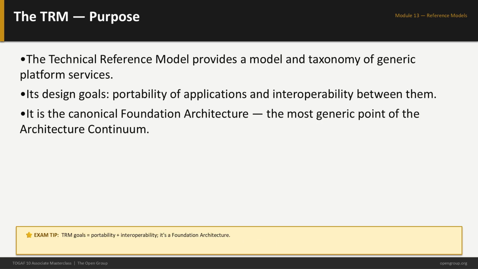Let's start with the TRM. The Technical Reference Model provides a model and a taxonomy of generic platform services, essentially, a structured catalog of the kinds of services any technology platform provides. Its two design goals are portability, meaning applications can move between environments, and interoperability, meaning applications can work together. And as we established back in Module 8, the TRM is the canonical foundation architecture, the most generic point of the architecture continuum. So anchor two facts: the TRM's goals are portability and interoperability, and the TRM is a foundation architecture. Both are reliably testable.